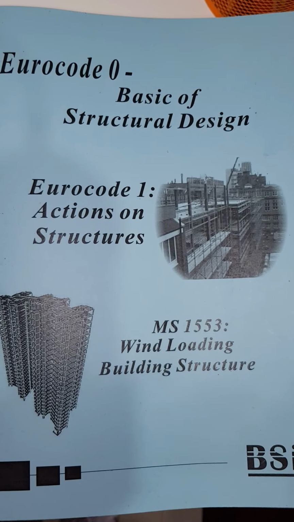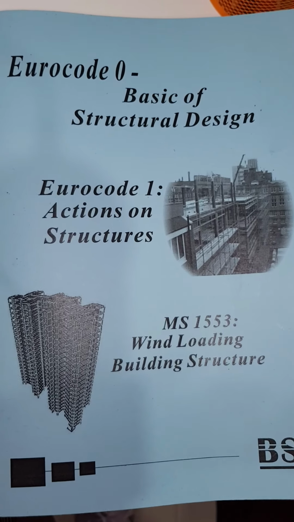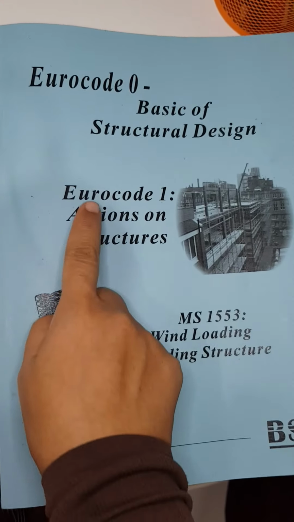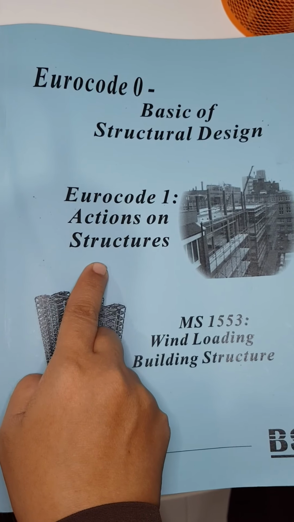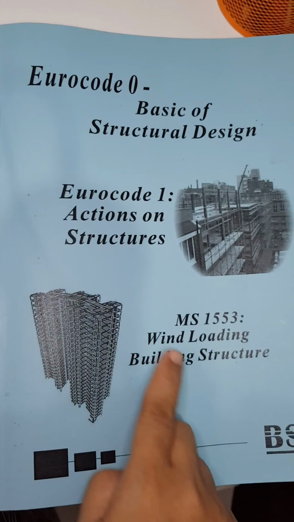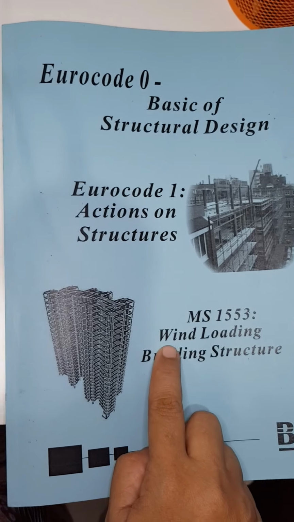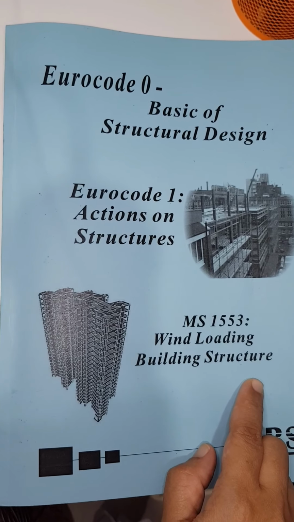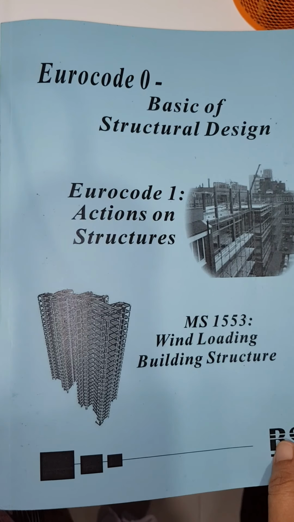Hello guys, so this is Eurocode. You bought this before. This set of books consists of Eurocode, Basic of Structural Design, Eurocode 1, Actions on Structures, and also MS 1553, Malaysia Standard, Wind Loading on Building Structure. So let us see what is inside this set of books.